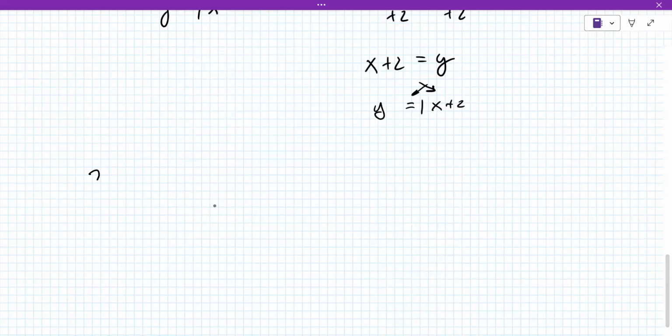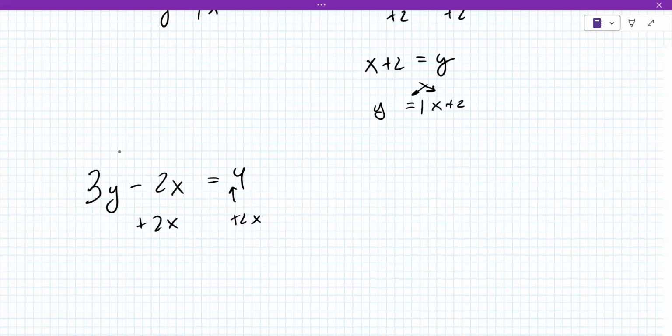3y minus 2x equals 4. Like you said, we're gonna add 2x to both sides, but this time you cannot combine it. You have to kind of sneak it in front. It becomes 2x plus 4. But we're not done. We haven't solved for y.